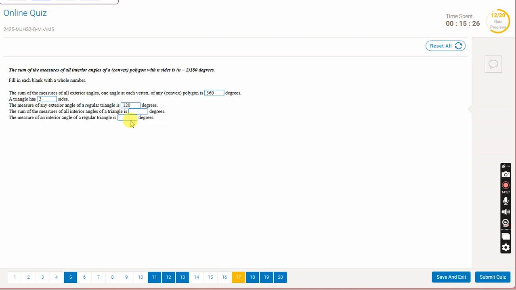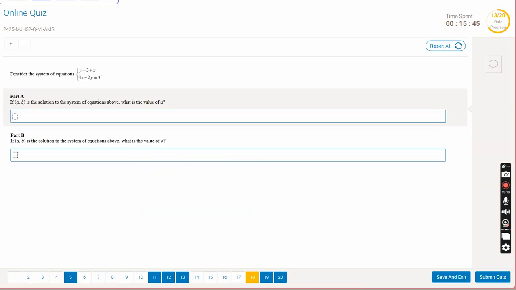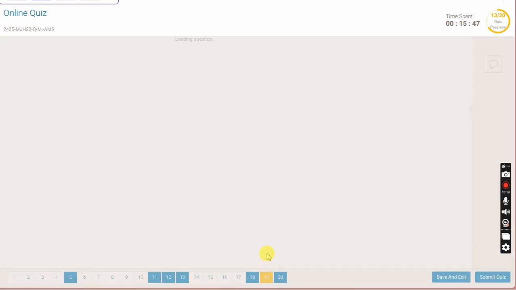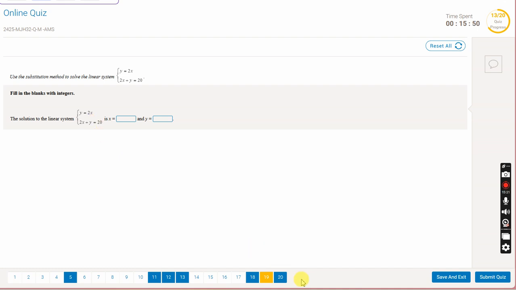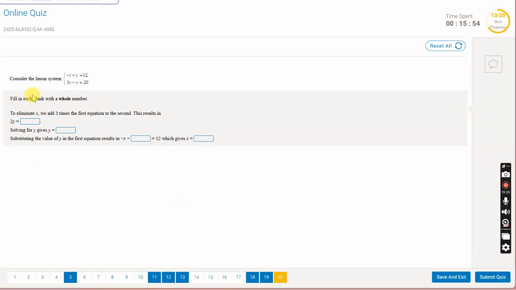The next one, the measure of all interior angles of a triangle is always equal to 180. And if it's a regular triangle, you're going to divide 180 by 3, right? The angles are going to divide among the three sides of the triangle, which is going to be 60. Okay, this one again is just a repeat. Again, it's just the substitution method. And the last one, again, is just a substitution method.